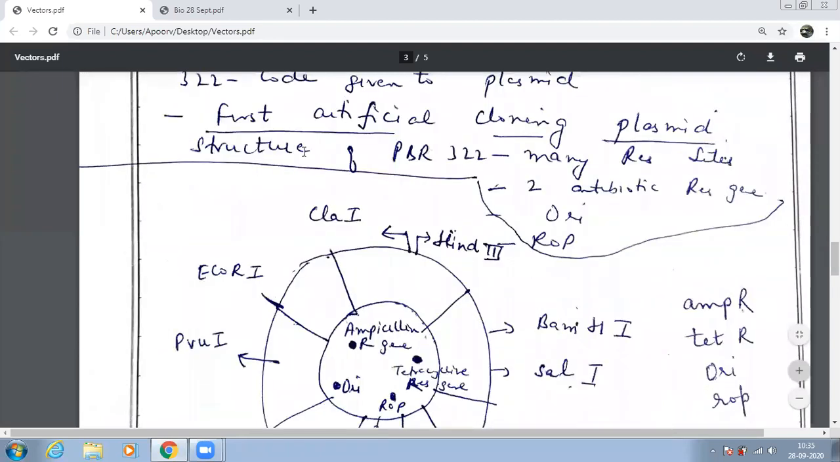Now, see the structure of PBR 322. It has many restriction sites. Yesterday we counted it had 8 restriction sites. It has 2 antibiotic resistant genes. What are the 2 antibiotic resistant genes? One is the ampicillin resistant gene and the second is your tetracycline resistant gene.